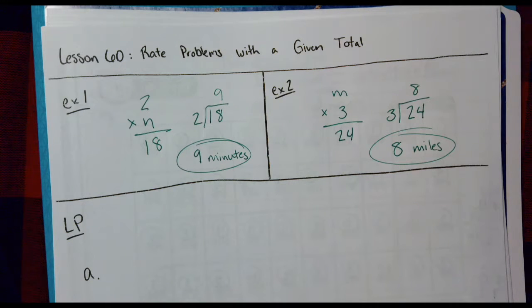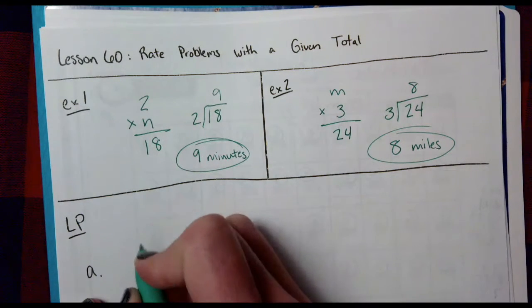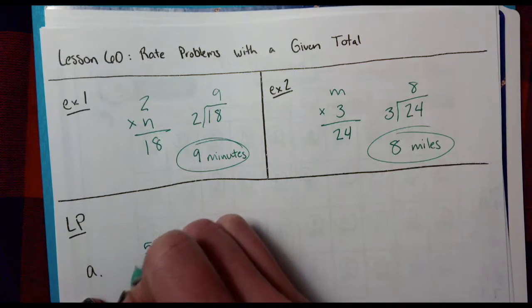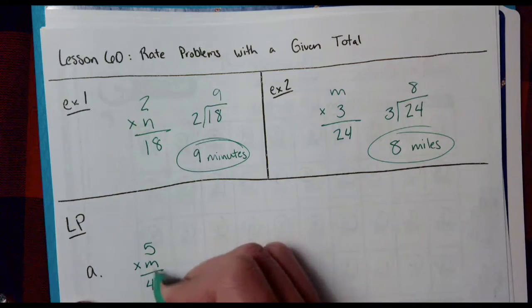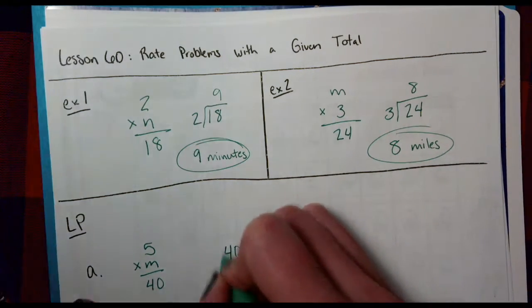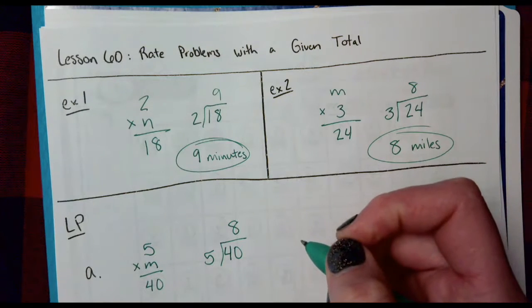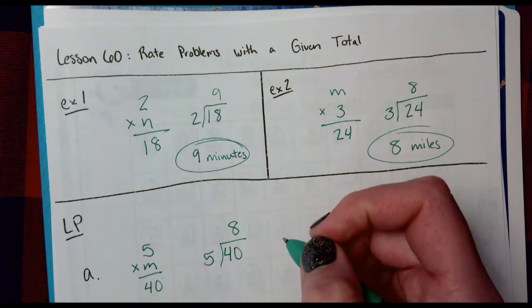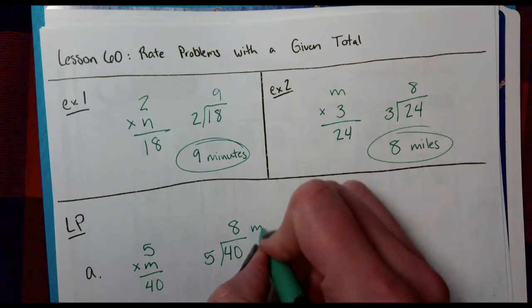For our lesson practice, it says Javier can sharpen 5 pencils in a minute. How long will it take him to sharpen 40 pencils? So 5 in a minute times how many minutes equals 40? Well, I know 5 times 8 equals 40. So it will take 8 minutes.